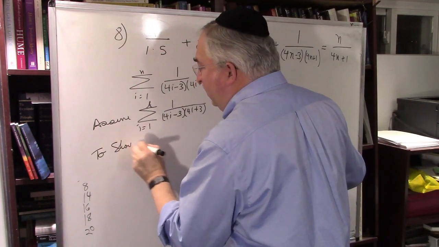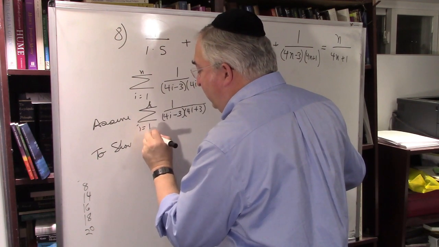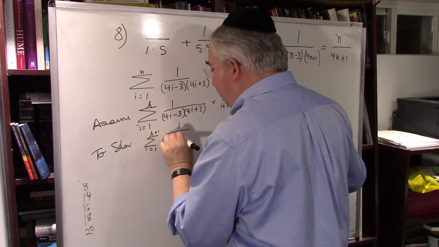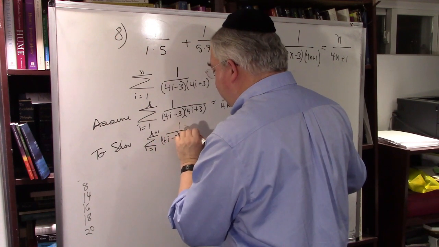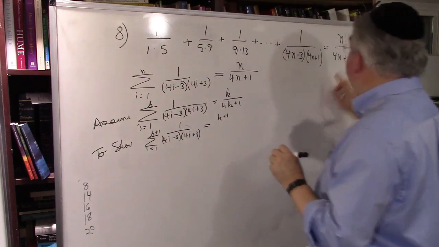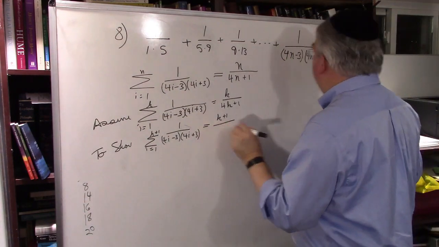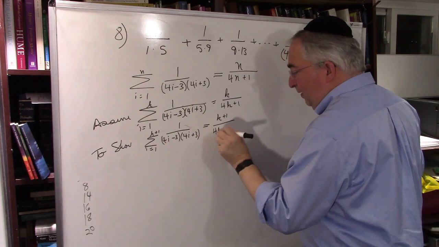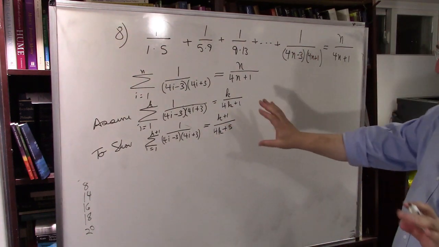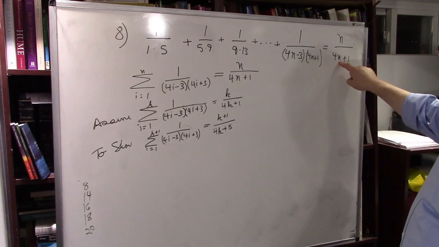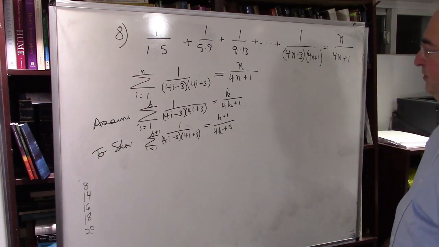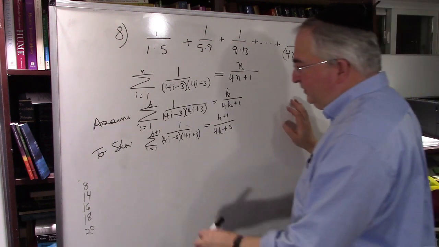To show that the sum of i equals 1 to k plus 1 of 1 over (4i minus 3) times (4i plus 3) equals, I'm going to plug in k plus 1 here, divided by, I'm going to write this as 4k plus 1, so it's 4k plus 4 plus 1. That's going to be our cheat sheet. I plugged in k plus 1 here, so that becomes 4 times k plus 1, which is 4k plus 4, plus 1 is 5. Great. Next, let's actually show it.